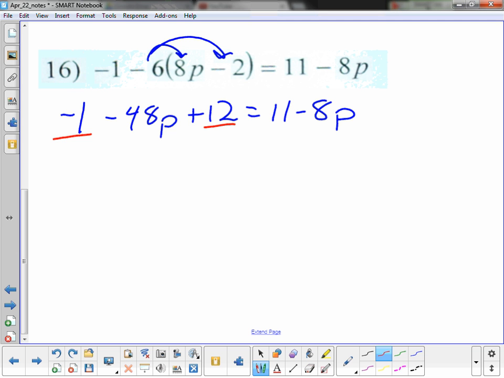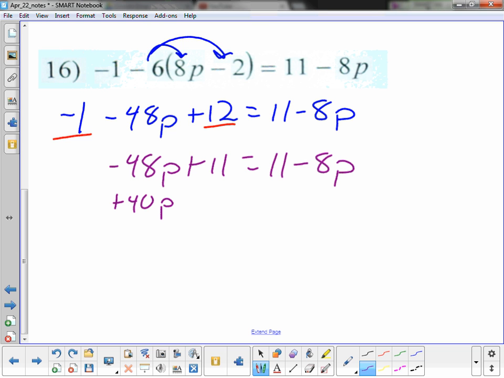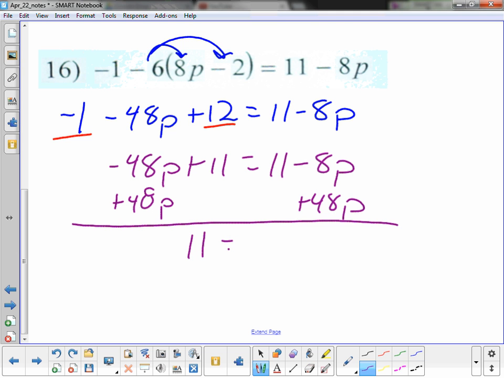Sorry about that. So I've got these two like terms I need to combine. And see, a negative 1 plus 12 is a positive 11. Okay, so now I want to move the variable term first. So I want to add the 48p to both sides. Because that's a negative 48p, I want to add it to both sides. So that gets me 11 equals 11 plus 40p.